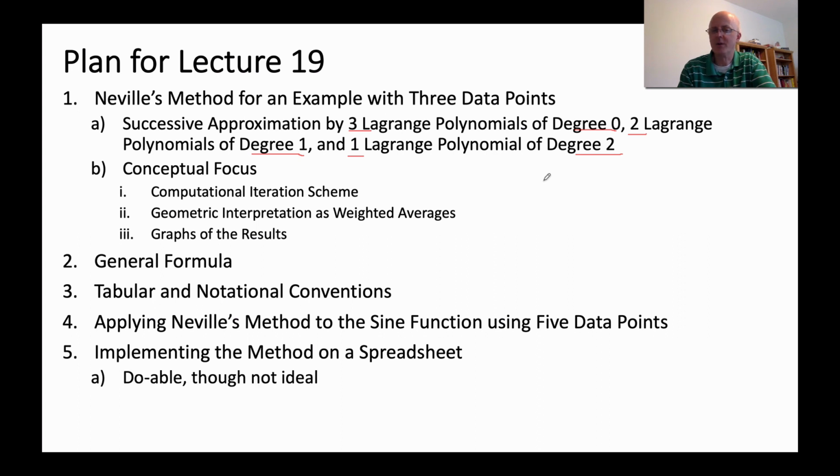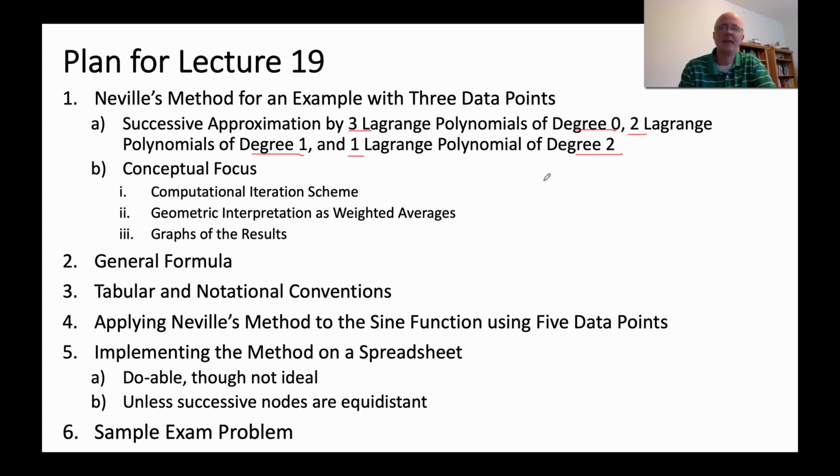This is doable, though not really ideal. It's not quite as ideal as you might like, unless the nodes that you use, the x-coordinates of the data points, happen to be equidistant from each other in the x direction. Then it is more ideal. Finally, we'll do a sample exam problem by hand that I have given in the past. Okay, so that is the plan.